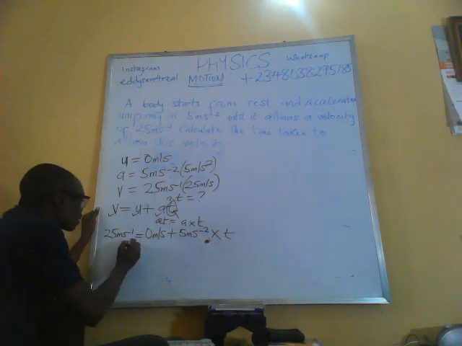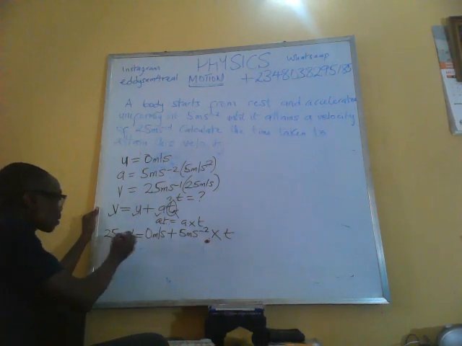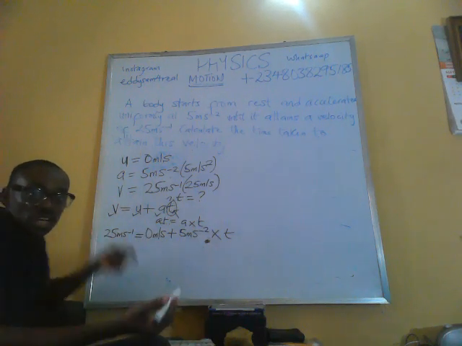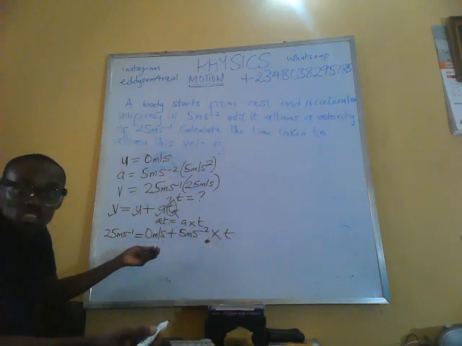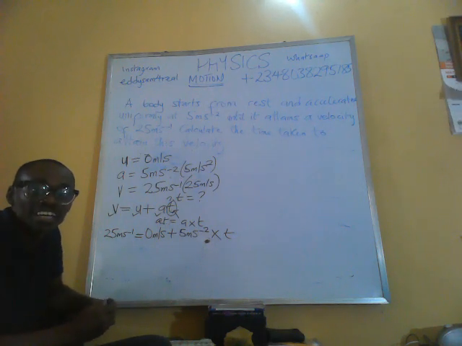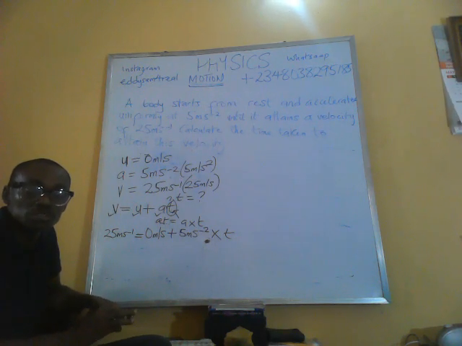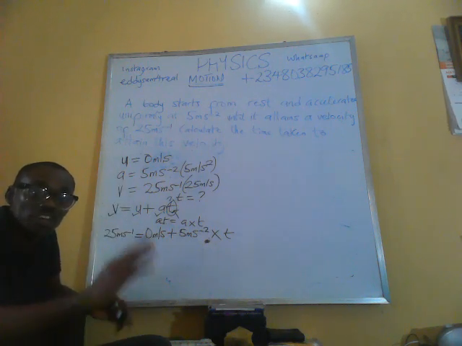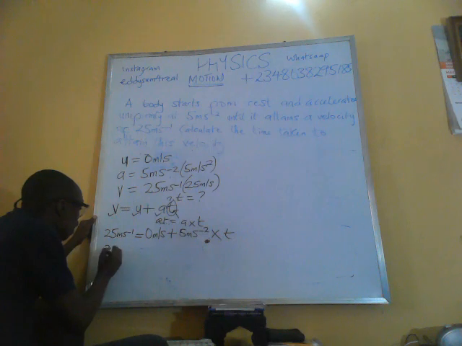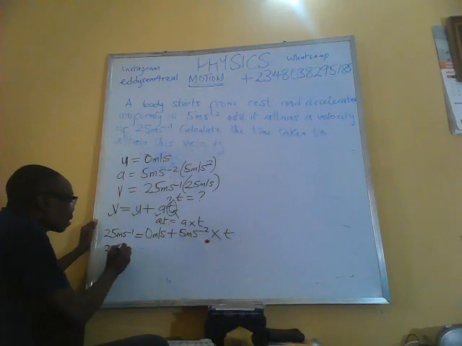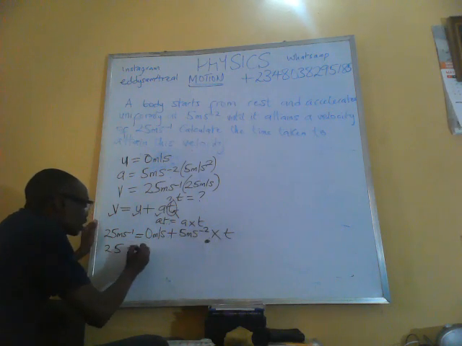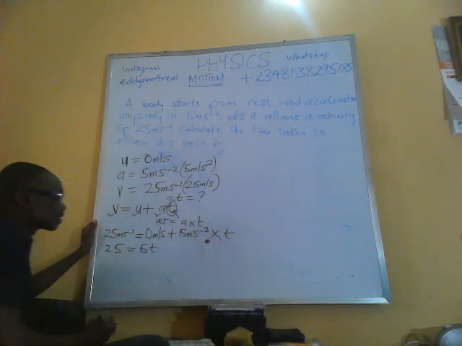So at the end of the day, this 0 is not adding anything. If you add 0 to something, it doesn't increase the value, nor decrease the value. So we forget about that 0. We have 25 equal to 5 times T, which gives us 5T.